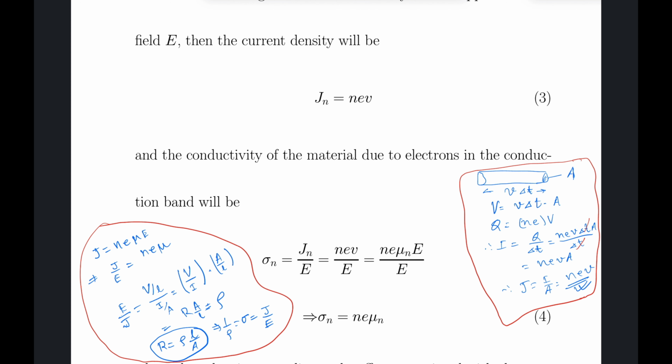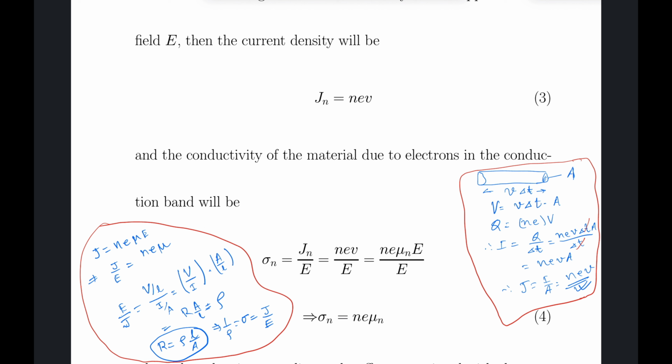So the current is defined as the rate of flow of charge. So current is Q upon delta t. So this is n e v delta t into A upon delta t. So this delta t cancels out. This is n e v A, with A the area of the flat face of the cylinder. So the current density is I upon A, current flowing per unit area. So this is simply n e v. Okay. So this is what we have written here. Because this is for electrons, we have given a suffix here, n. So the current density for electrons is Jn equal to n e v.